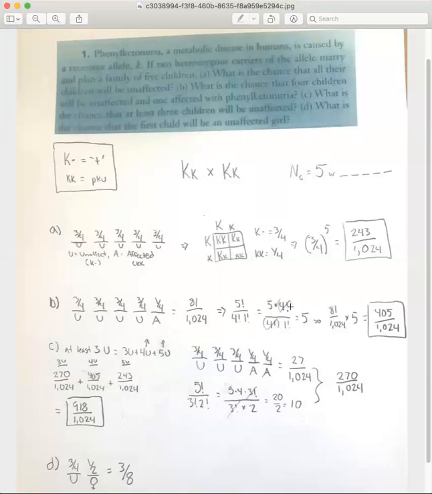Here, you times that out. 5 factorial is equal to 5 times 4 factorial over 4 factorial times 1. The 4 factorials cancel out, and so there's 5 different combinations. You can see that over here. You can have either the first or the second or the third or the fourth or the fifth, and all of those would satisfy that one child is affected of the 5. And so then you just times that by your total probability, you come up with 405 over 1024. Okay, for C, it asks you what is the probability that at least 3 are affected.